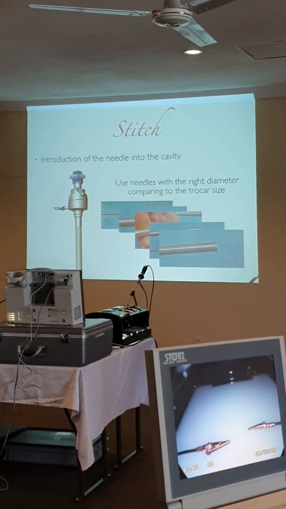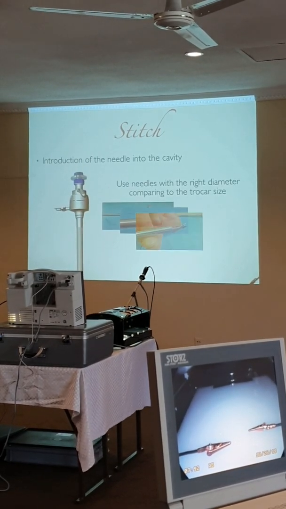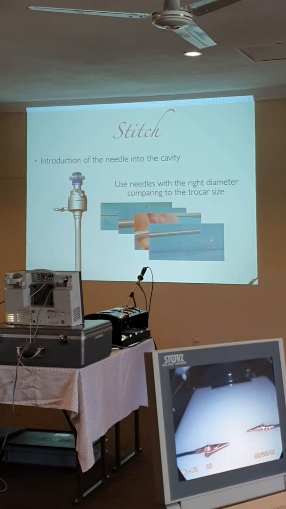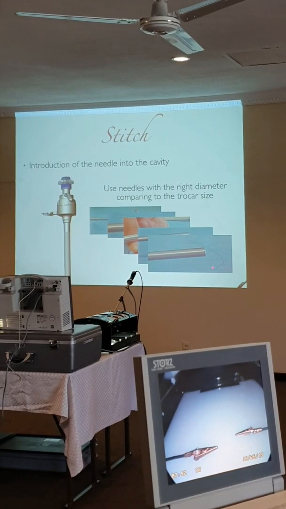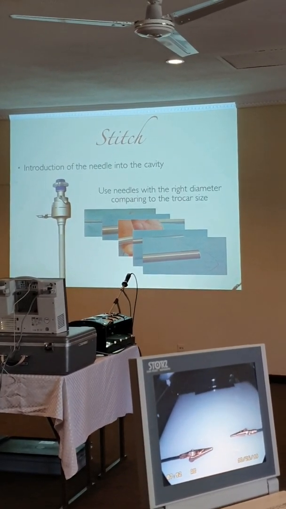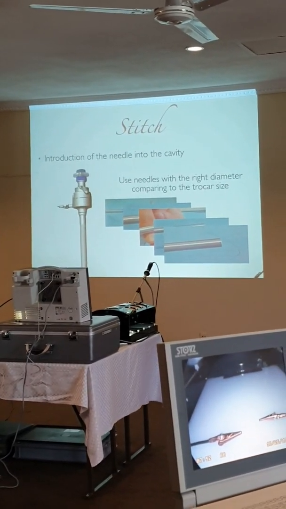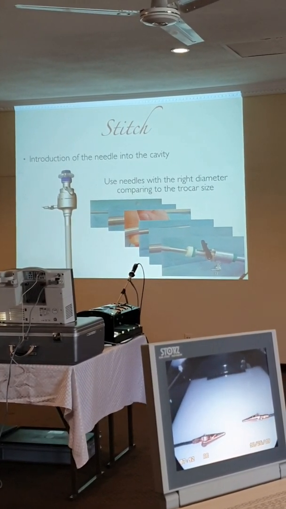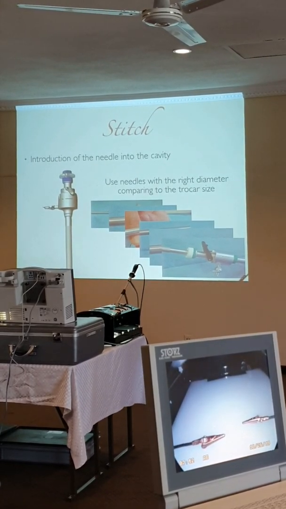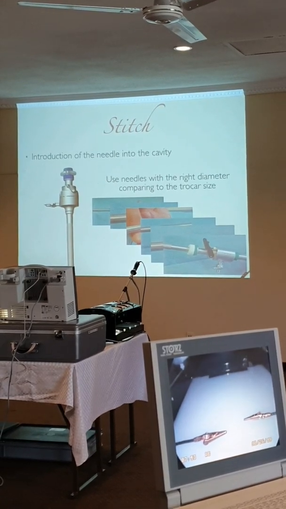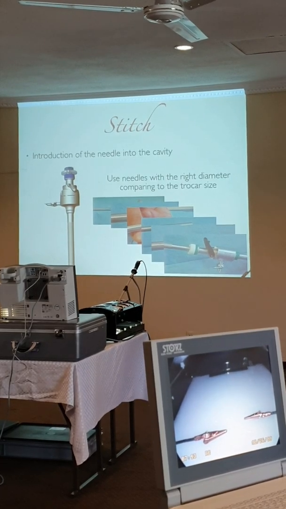Look here. Here you have the needle. When you put it into the trocar, you have the thread here. Then you go and try again into the patient, and you put the needle holder into the cavity, and the needle appears for you with the thread, and you start the suture. It's one possibility to introduce the needle into the cavity.